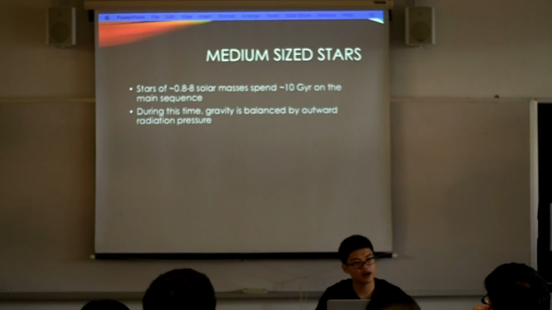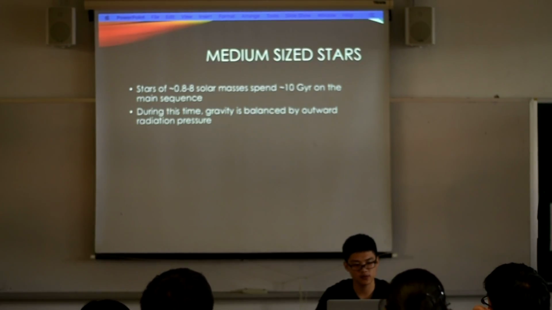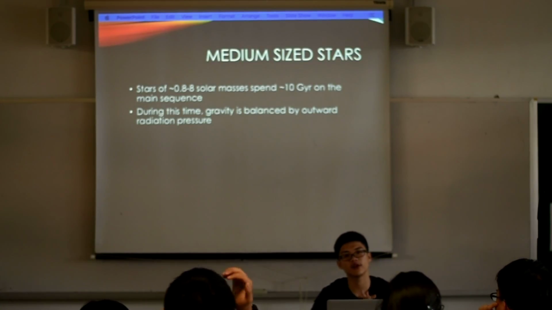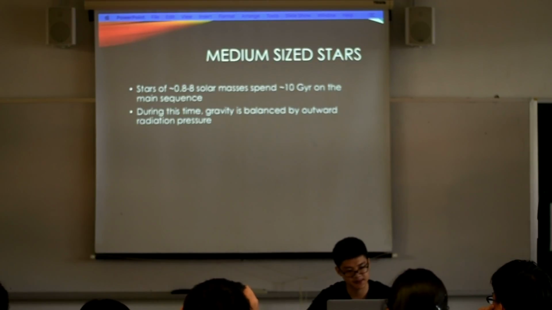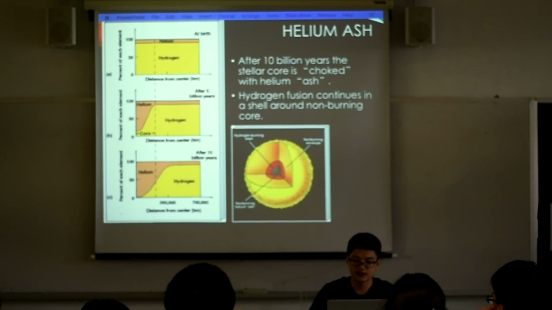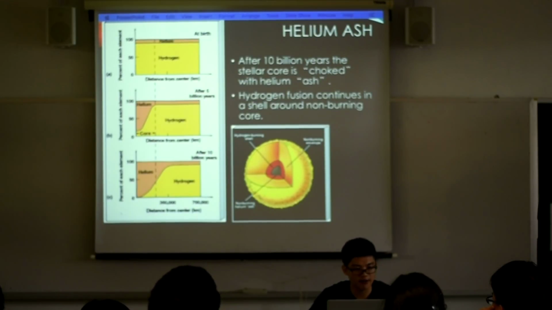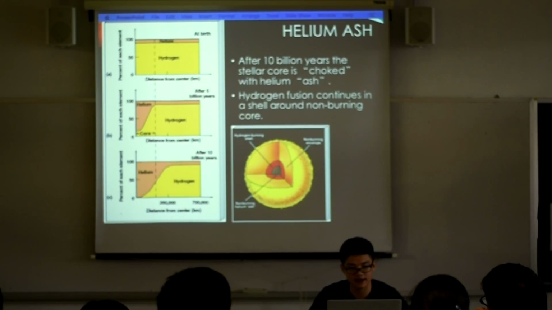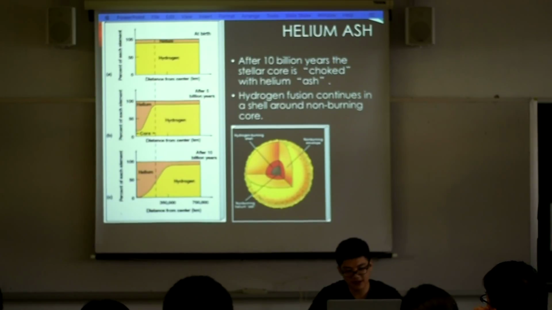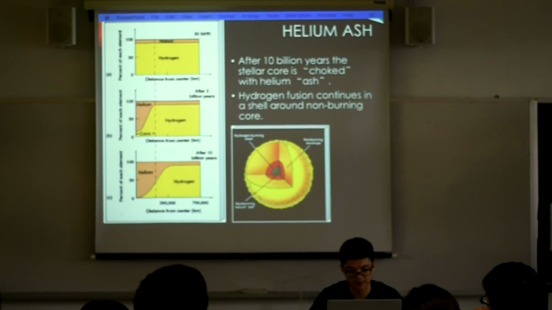Now we are going to talk about stars that are similar to our Sun, which have a mass of around 0.8 to 8 solar masses. And they live around 10 billion years in the main sequence. After 10 billion years, the medium-sized stars will build up helium inside the core. As we can see from the diagram on the left, the helium is built up mainly inside its core. The helium in the core does not provide any energy because it does not go through nuclear fusion.